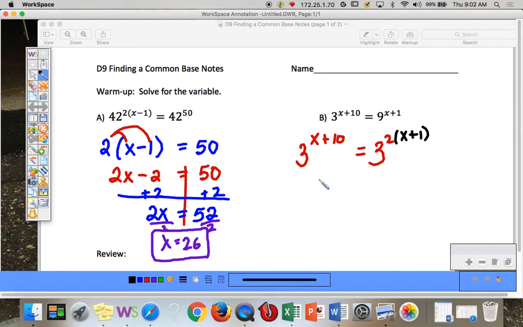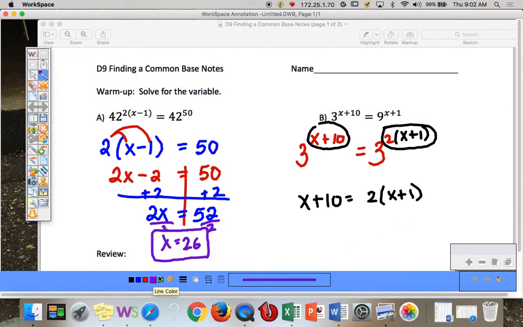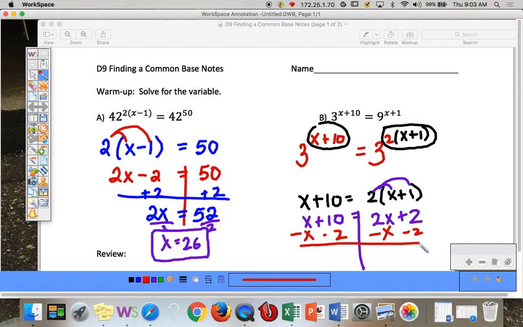All right, now that the bases match, let's set the exponents equal. So we have x plus 10 equals 2 times (x plus 1), and now we can solve for x. So we'll have x plus 10. Let's distribute the 2. There's 2 times (x plus 1), so this is 2x plus 2. Let's solve this for x. Let's get rid of the smaller x here. I'll subtract x from each side. I'll also get rid of this 2 right here. So we have 8 equals 1x, or 8 equals x.